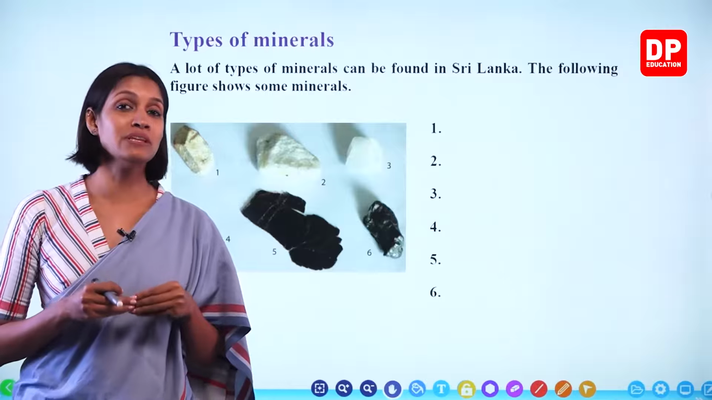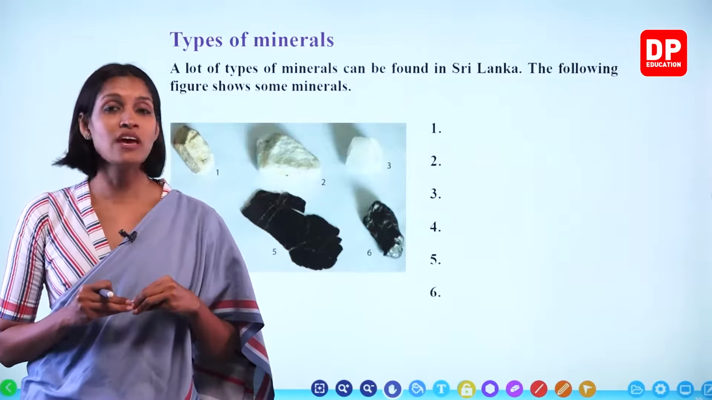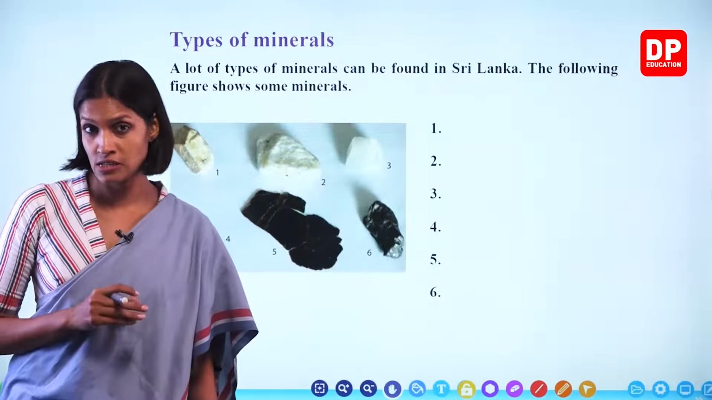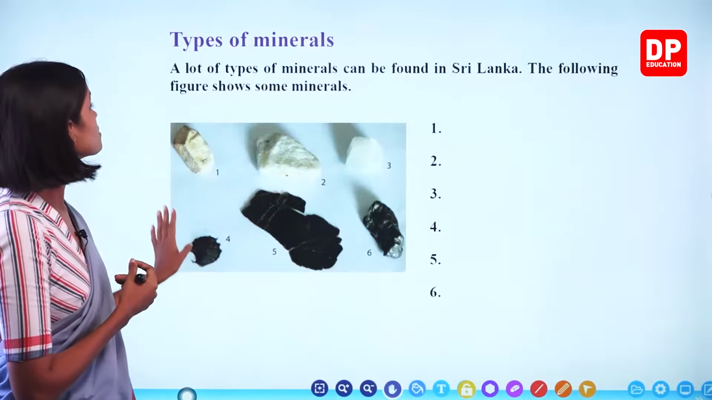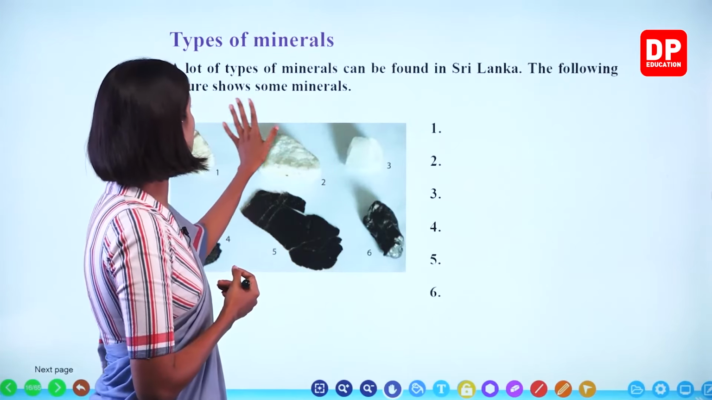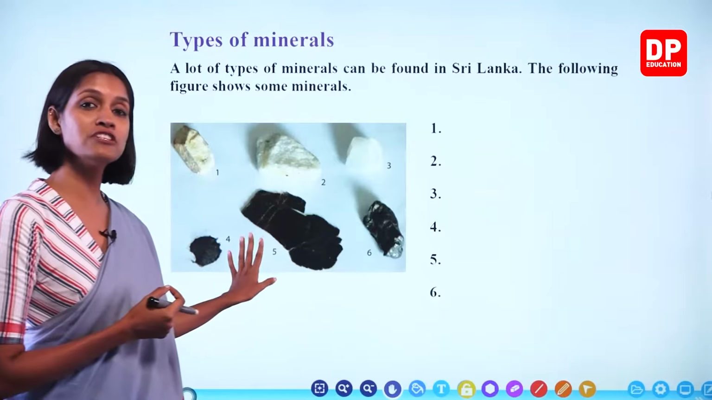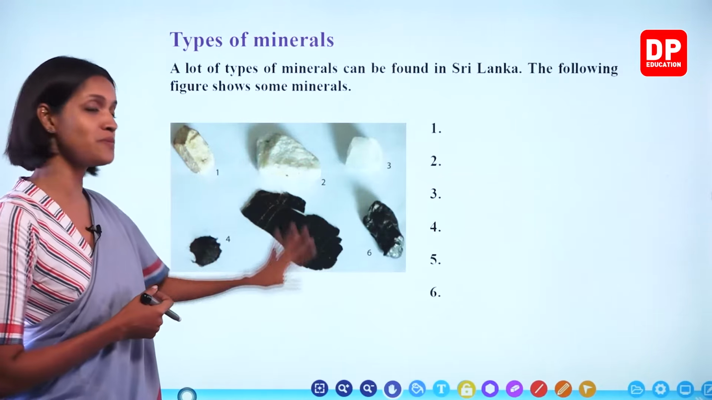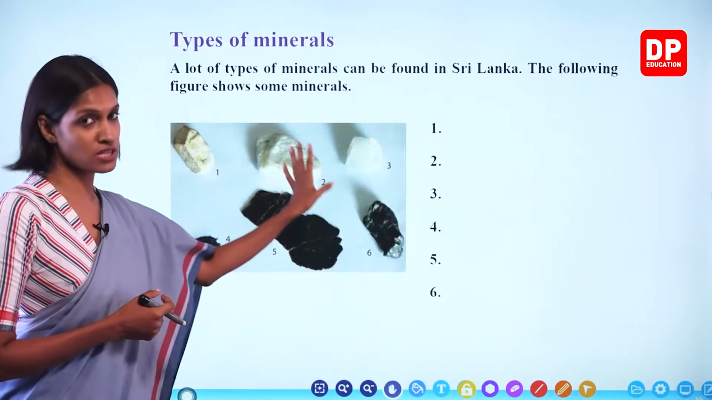When you consider minerals, they have a definite crystalline shape, and at the same time, they are made up of only one type of substance. We learned about minerals earlier too, right? So a lot of types of minerals can be found in Sri Lanka. The following figure shows some minerals. Look at this picture carefully, children. Do you remember I showed you all these types of minerals in the lab? Right? We observed all these minerals.